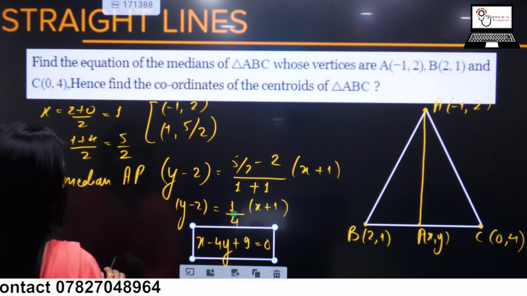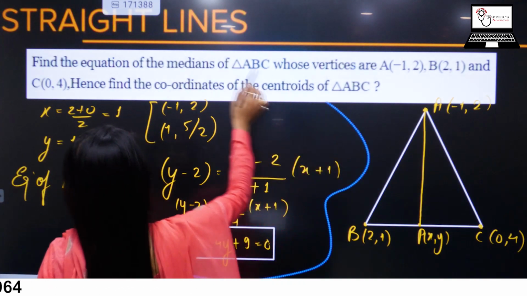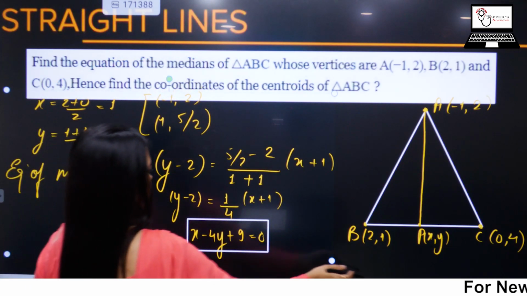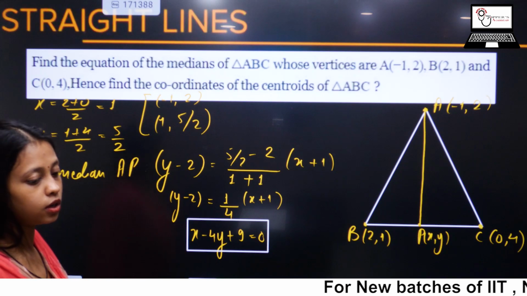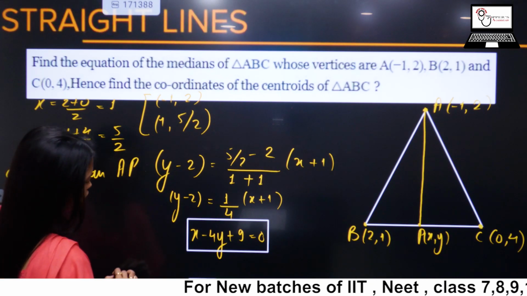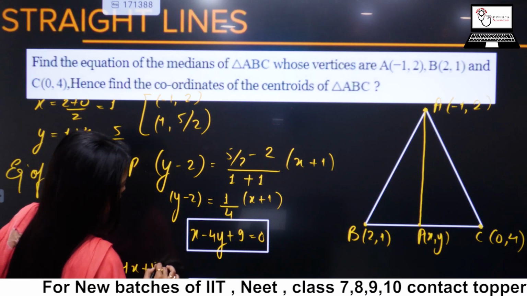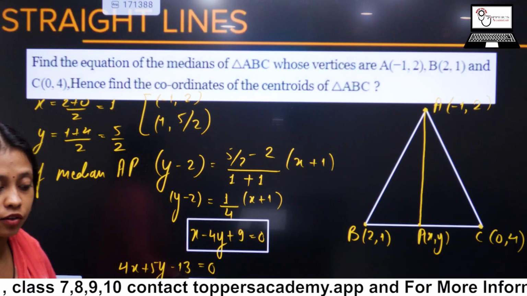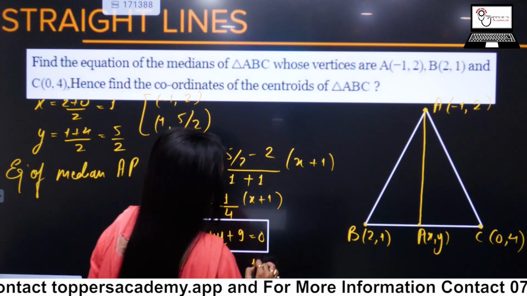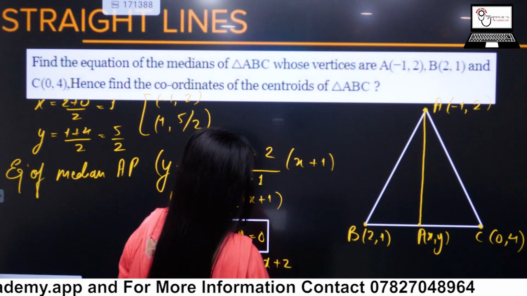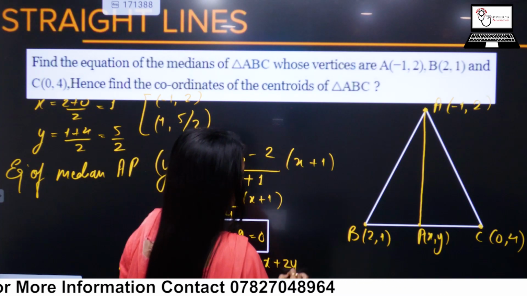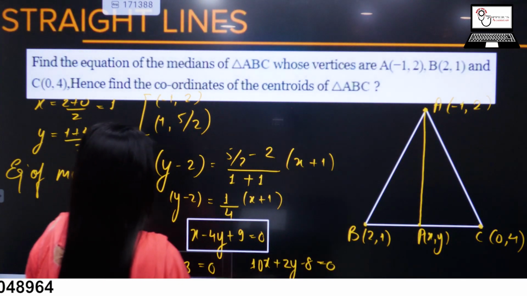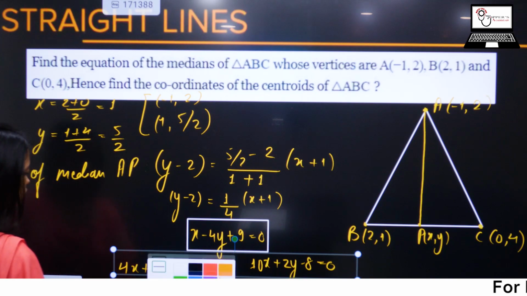Okay, so I'll just make some space here for the other 2. The other 2 are given by 4x plus 5y minus 13 equals 0. You can try this, verify this. Okay, and next is 10x plus 2y minus 8 equals 0. These are your other 2 medians.